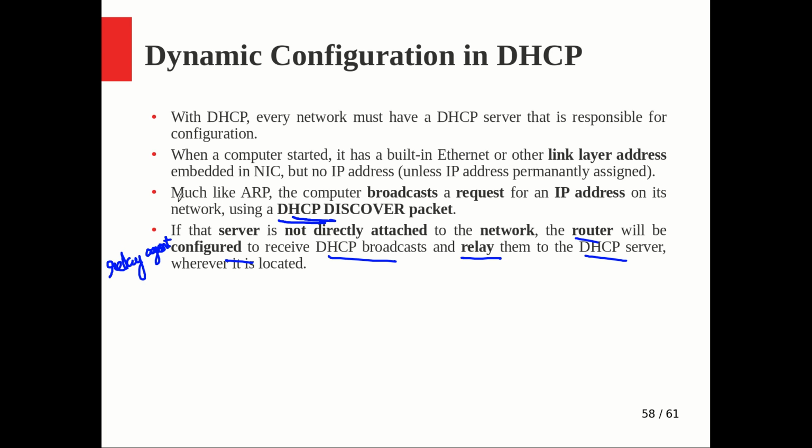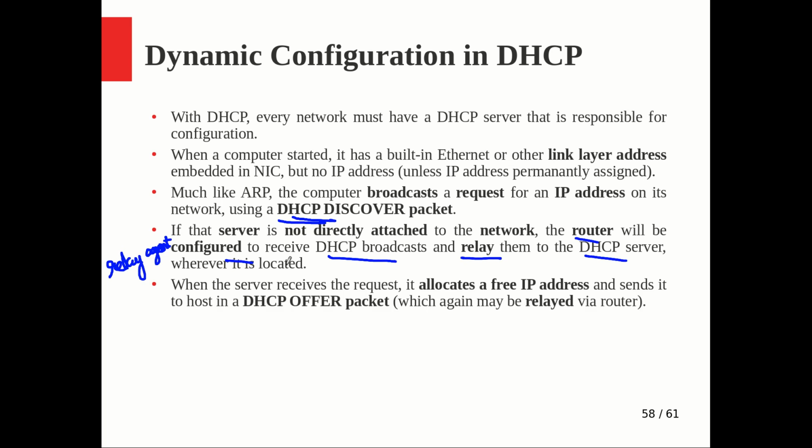So that is a way. Now when the server receives a request, it allocates a free IP address. So it will have some pool of free addresses, from which one will be allocated. How will that reply be communicated? That is by means of something called a DHCP offer packet. So the DHCP request comes as a DHCP discover packet, where the DHCP reply typically moves as a DHCP offer packet.